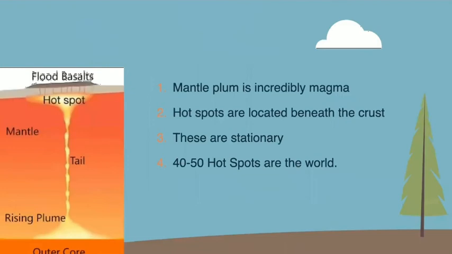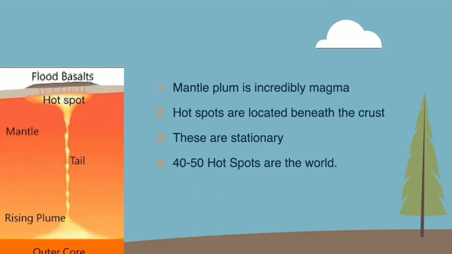I want to start off by saying that a mantle plume is where incredibly hot magma in Earth's mantle rises to the surface due to its density. And then a hotspot is an area of Earth that sits above a mantle plume. And on the left, you can see the hotspot located right below the crust. And then the entire thing just shows the mantle plume.